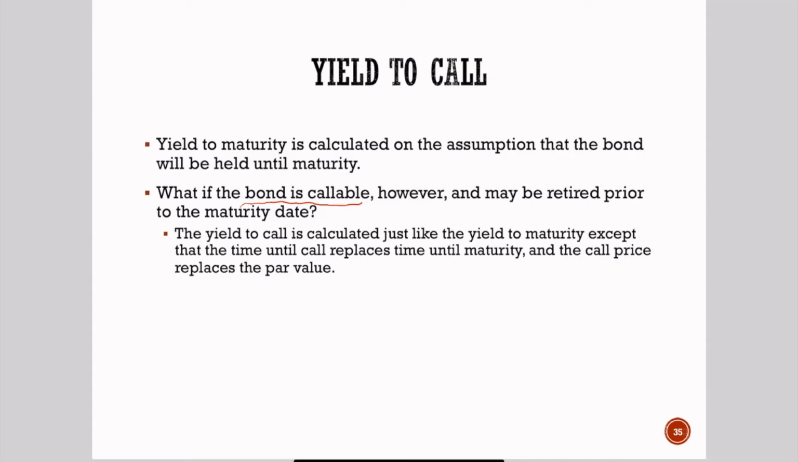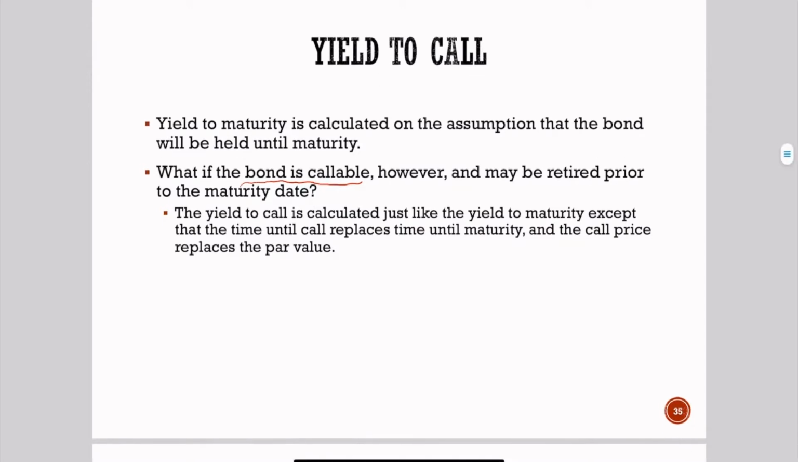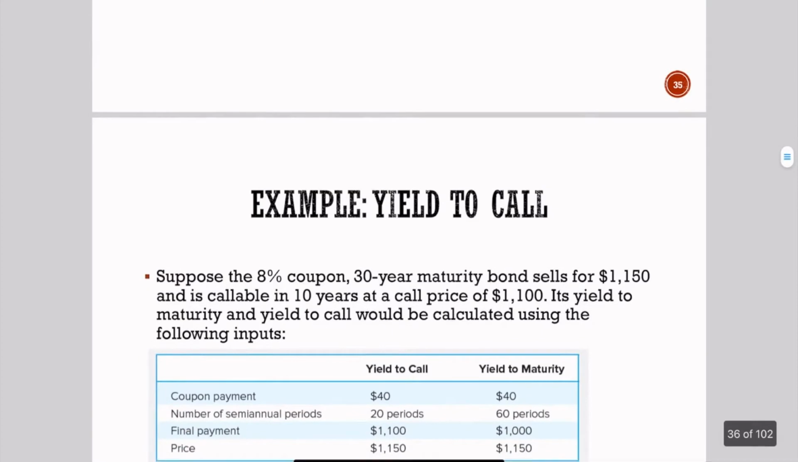So in this case, you can see that a potentially better measure is yield to call. So how do you calculate yield to call? Well, it's actually very simple. The yield to call is calculated just like yield to maturity, except you will have a different time and a different par value. To be more specific, you will use the time until call to replace the time until maturity. You will use the call price to replace the par value.